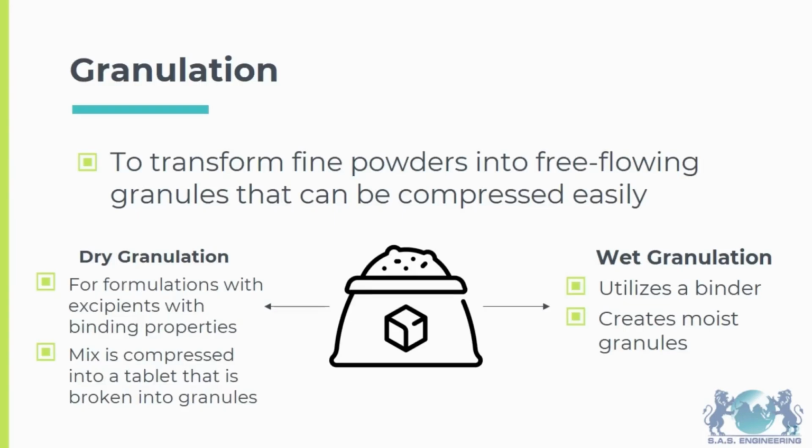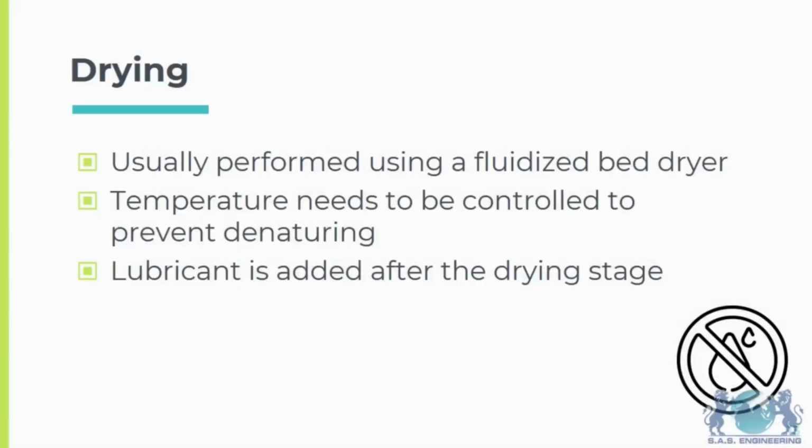So dry granulation is used for formulations which have excipients that are binders and have binding properties. This mixture is compressed into a tablet and then it is broken down into granules. Whereas through the wet granulation process, you add in a binder to create moist granules. The drying process needs to be carefully controlled because high temperatures can cause denaturing of your active ingredients. So this is usually done using a fluidized bed dryer and lubricant is added after the drying stage.